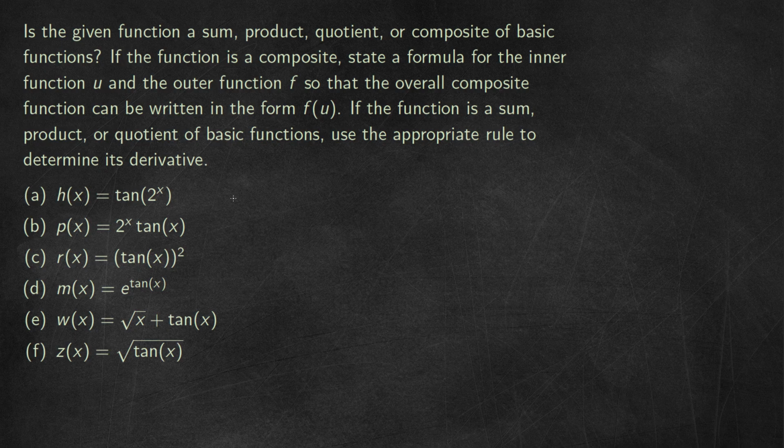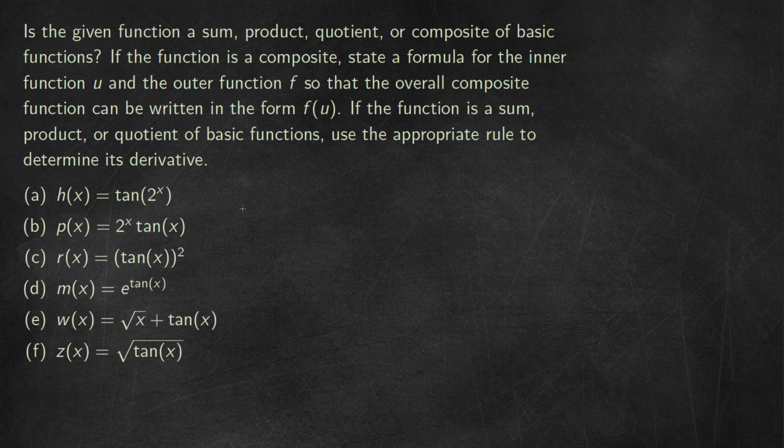Part A, h of x equals the tangent of 2 to the power x. This is a composite function. If I'm applying an operation to anything other than just plain old x, then we're going to think of it as a composite function. We're not taking the tangent of x, which would be like our parent function. We're taking the tangent of something else. In this case, we're taking the tangent of 2 to the power x. So 2 to the power x is my inside function.